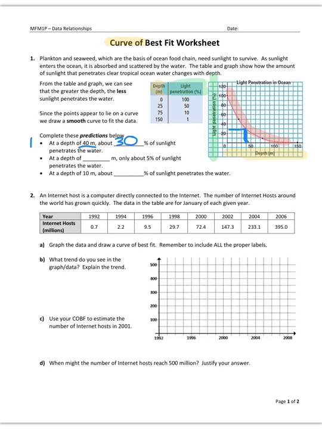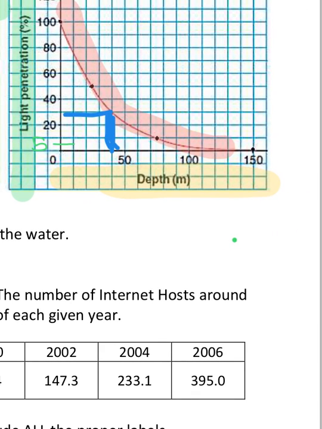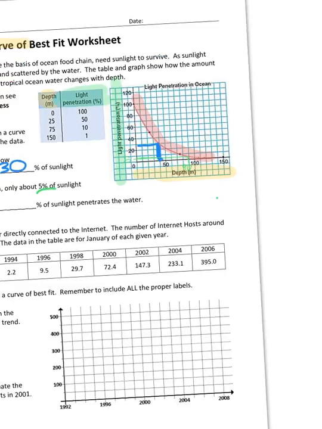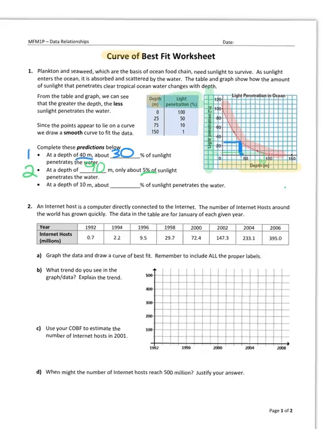Question number 2: at a depth of something, only about 5% of sunlight. So that's telling me I need to go to my graph on the y-axis, find the 5. Let's zoom in a little bit. So the 5 would be halfway to the first dash, read across, all the way over. So at approximately, I'd say that's 90. So at a depth of 90 meters, we've only got about 5% of sunlight penetrating the water.